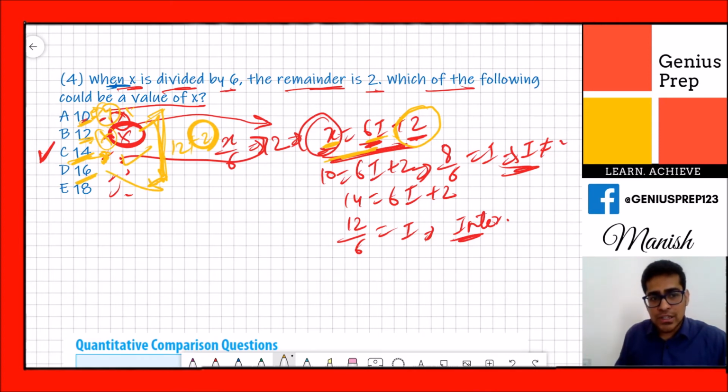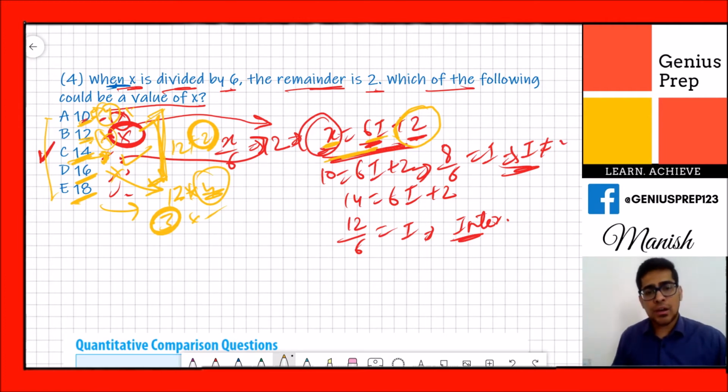And what about 16? With 16, you multiply by 2 and get an extra 4, so it is not the right answer. Again, 18 is a multiple of 6, so we do not have any remainder. So in this second option, you do not need to do calculations like this. You just see whether a remainder of 2 is left over. So this is another way you can solve this kind of question.